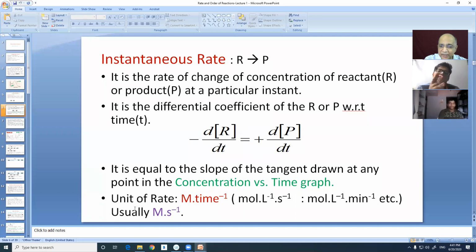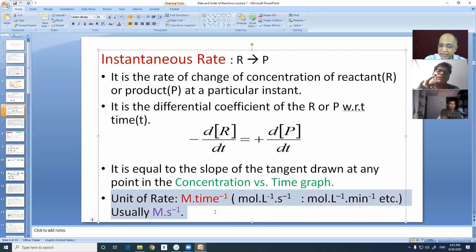And just now you write down the unit of rate. Yes, start writing. I have not written that. Unit of this line you write. Write down, Mr. Sadangi. Are you listening to me, Mr. Sadangi? So write down rate of reaction.